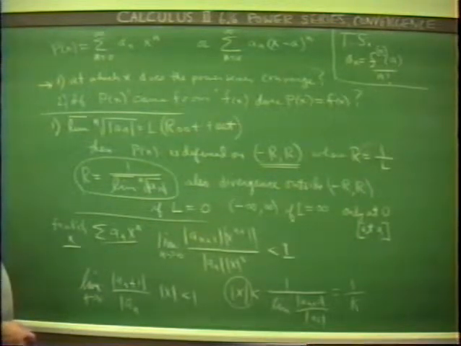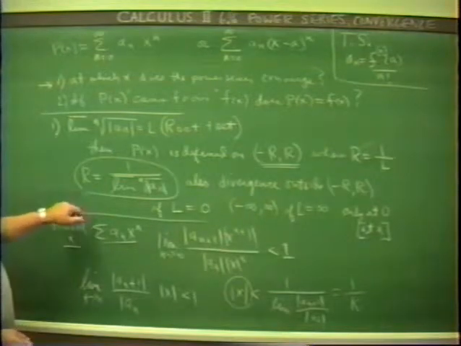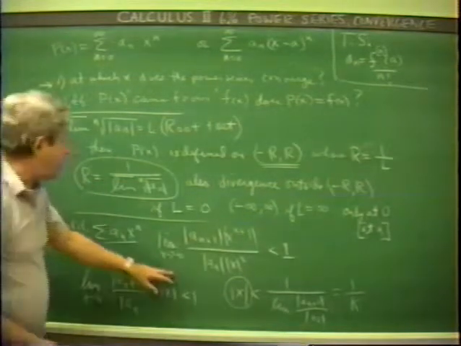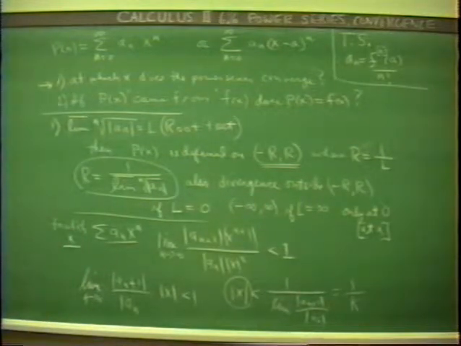We'll take a look at some examples. Like I say, frequently you use the ratio test here because it's simpler. But the correct test that really determines what's happening when the ratio test doesn't is the root test.